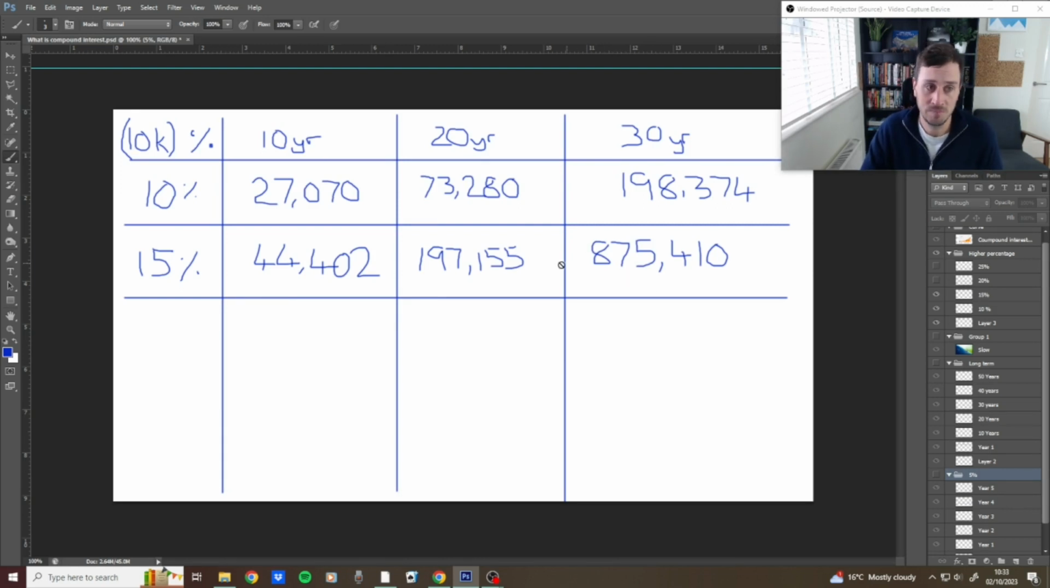And bear in mind, this is all starting from just £10,000 or dollars, whatever your currency is, without adding anything else during that period. So there's no more deposits. All you've put in with this example is 10,000, and after 30 years, at a compounding rate of 15%, you're at 875,000, almost a million.